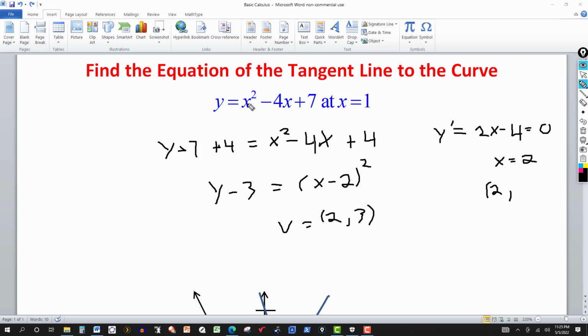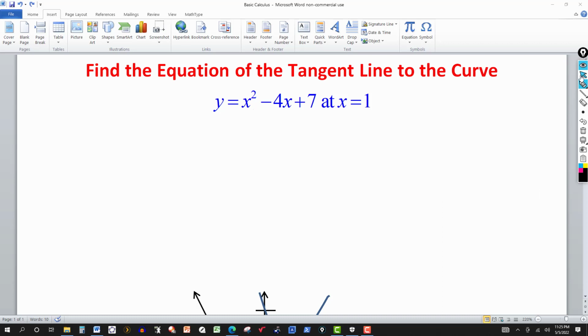Well, you put 2 into the original function. 2 squared is 4. 2 times minus 4 is minus 8. 4 minus 8 is negative 4, and plus 7 gives me 3. So that's another way to get the vertex. So you have a regular parabola, solve for y in this form, find the derivative, set it equal to 0, and that gives you the first component of the vertex of the parabola. Then you just plug it in, and you get the y. But like I said, you have a way to get the vertex. You don't need the calculus at this point.